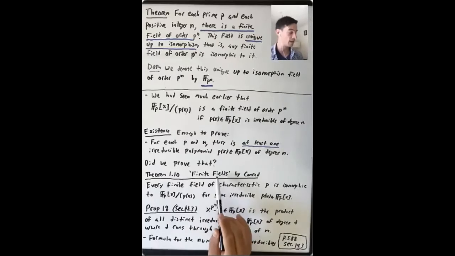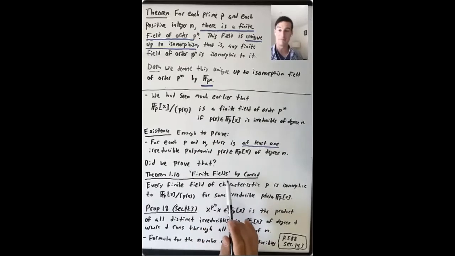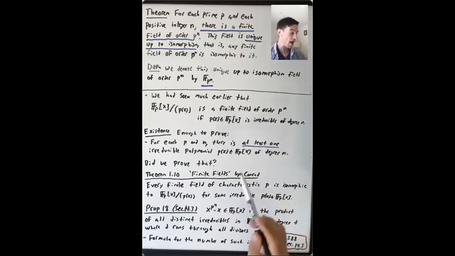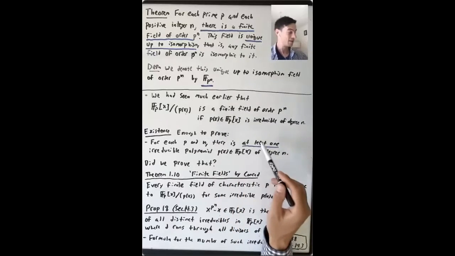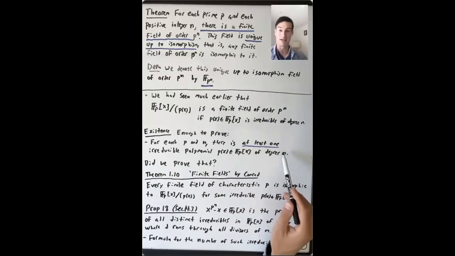This is theorem 1.10 in these notes on finite fields by Keith Conrad. You can show, even before you say anything about splitting fields at all, that every finite field of characteristic p is isomorphic to F_p[x] mod the ideal generated by some polynomial p(x) that is irreducible in F_p[x]. So if you believe this theorem and the theorem that we proved, then we have proven that for each p and n, there is at least one irreducible polynomial p(x) in F_p[x] of degree n.